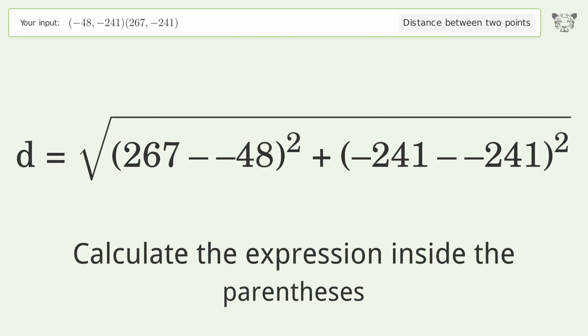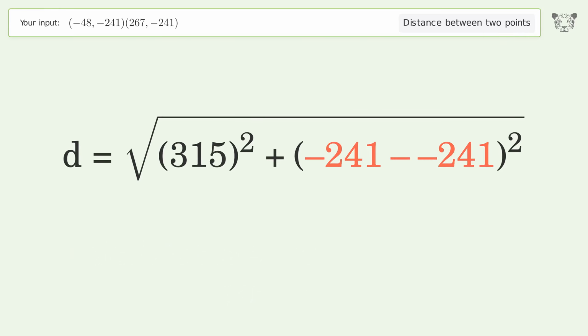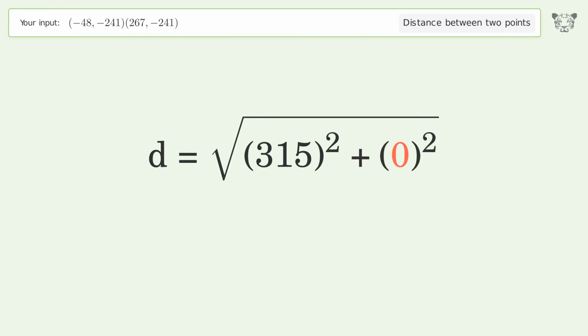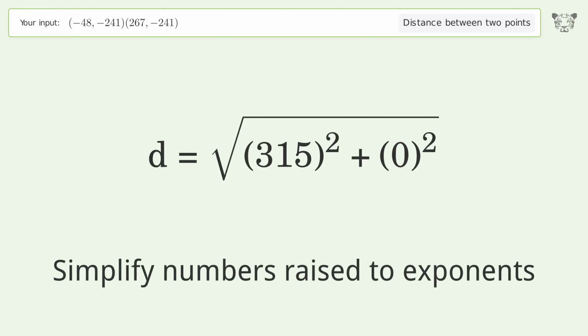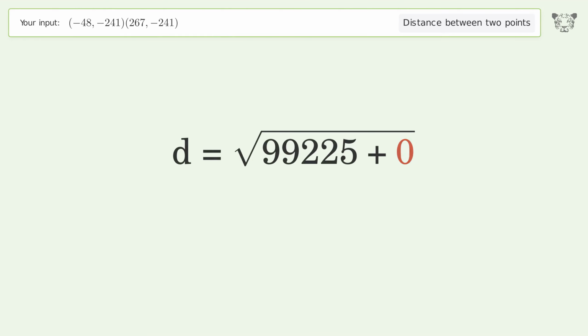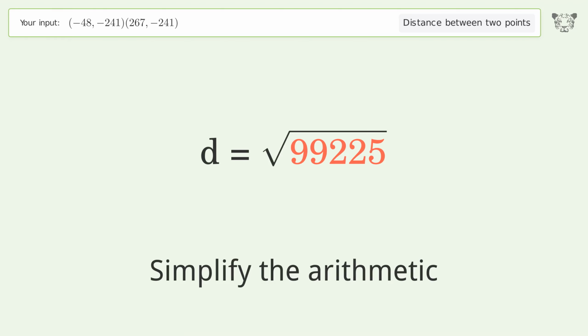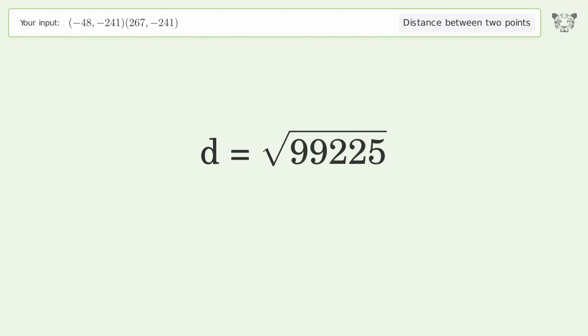Calculate the expression inside the parentheses. Simplify numbers raised to exponents. Simplify the arithmetic. And so the distance between the 2 points is the square root of 99,225, or 315.